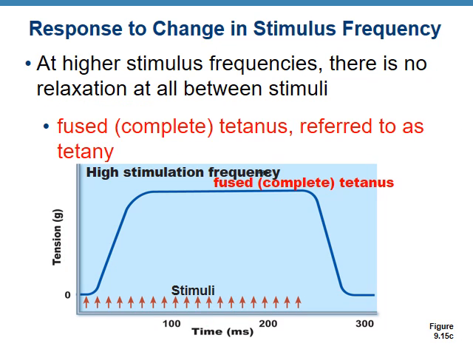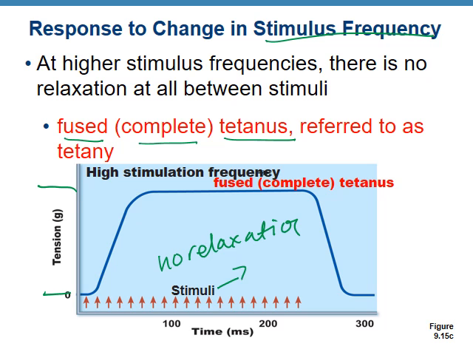So let's look at another example of stimulus frequency. This is called fused or complete tetany or tetanus. And you can see tension is building just like in the other model, but you can see that there's no relaxation. And there are many more stimuli, so an increased number of stimuli over a shorter period of time. So higher stimulus frequency, no relaxation between.